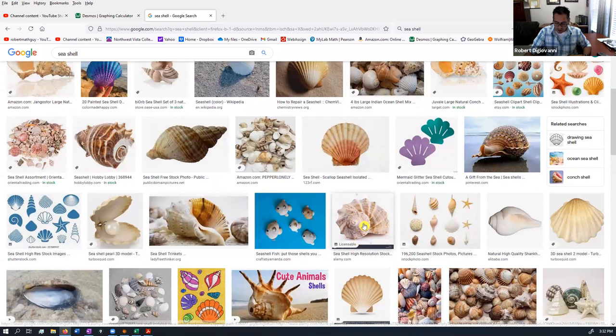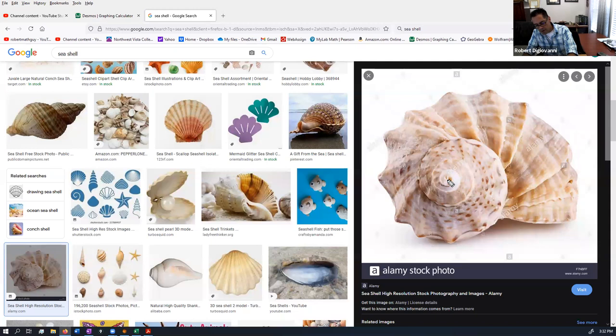Here's a good one. So if you look at this seashell, if you start in the center and you start going out with this spiral out like this, notice that spiral, it's packed in tighter in the center. And then as you go out, the distance between each curve, the curves are spreading out, right?